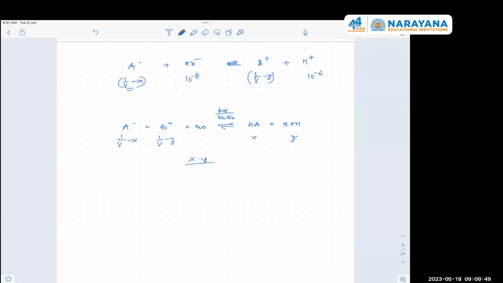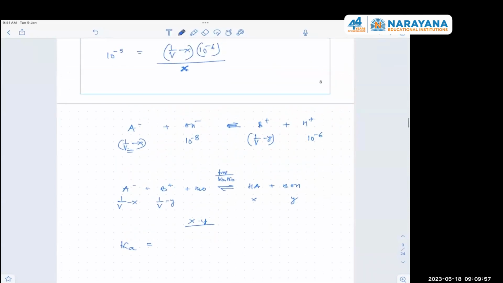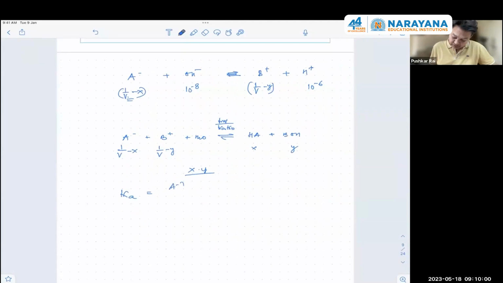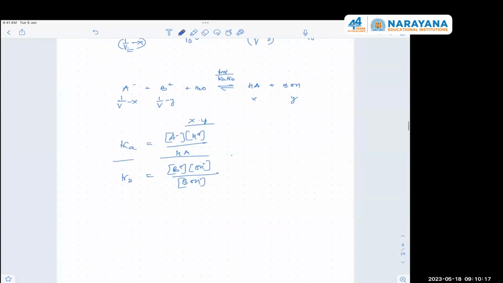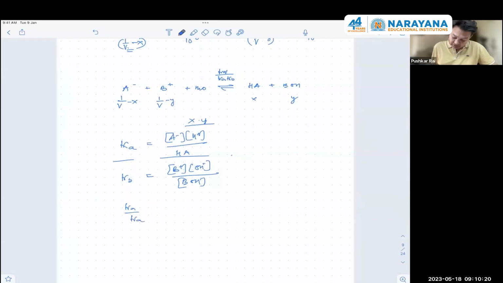Sir, we can write the equations of Ka and Kb and divide them. Ka is equal to A negative into H plus divided by HA, and Kb is equal to B positive into OH negative divided by BOH. We are dividing these. So from this we get Ka by Kb is equal to A negative into H plus.